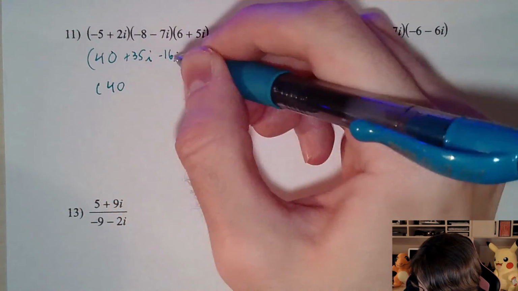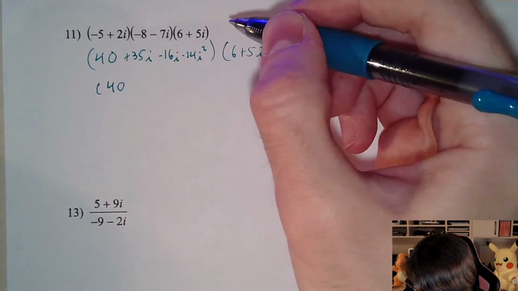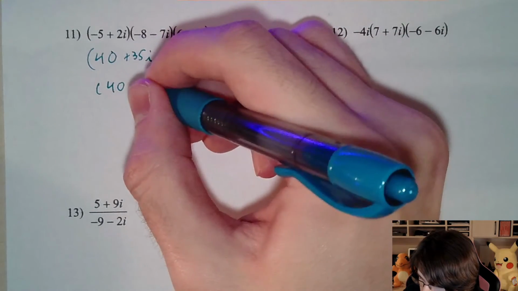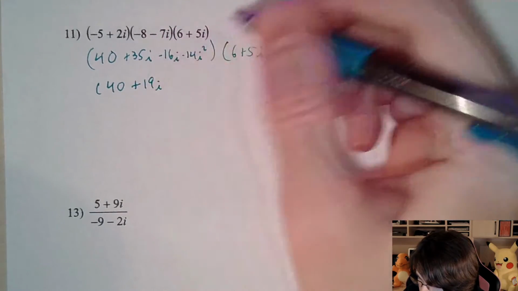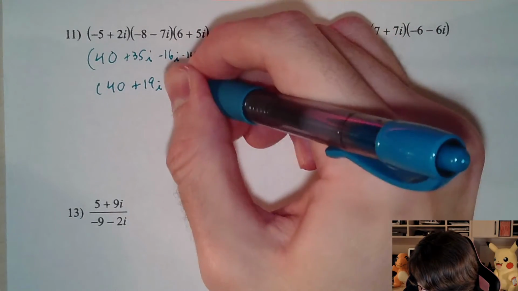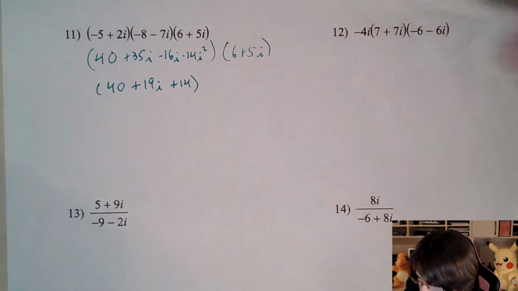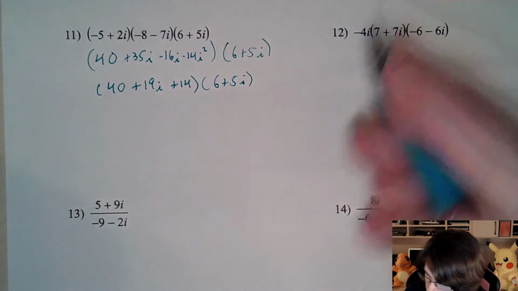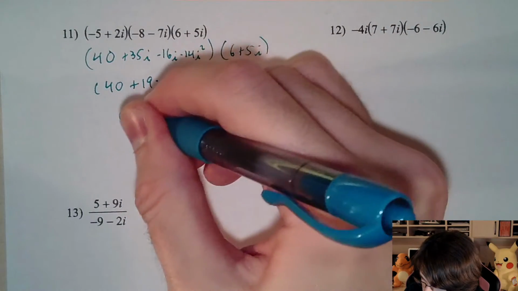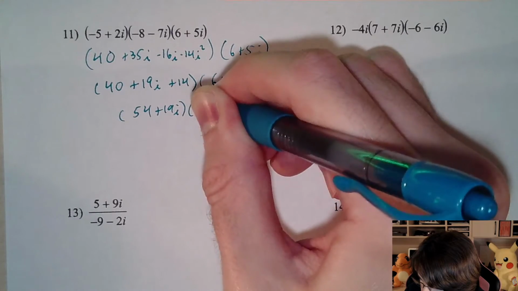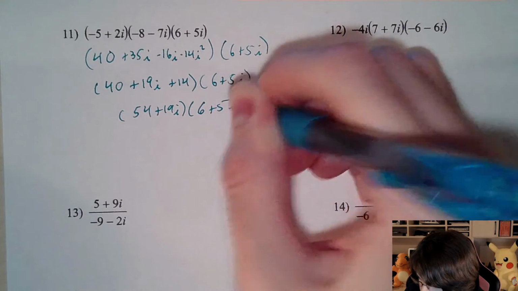Adding our like terms up, we got 40, 35 minus 16. 35 minus 16, that's 25 minus 6, which is 19i, and minus 14i squared. Because i squared is negative 1, that's going to be plus 14 here. Still times 6 plus 5i. And now we have to go ahead and add our like terms. We get 54 plus 19i multiplied by 6 plus 5i.